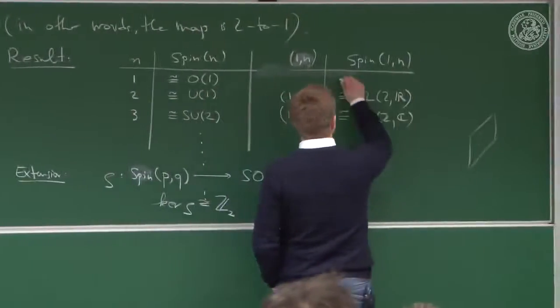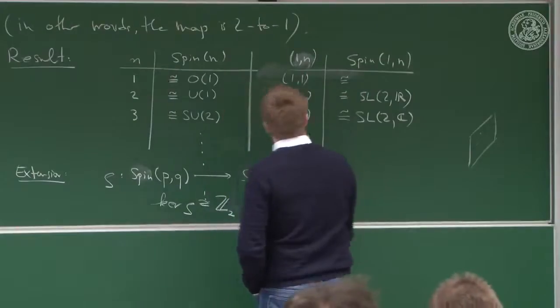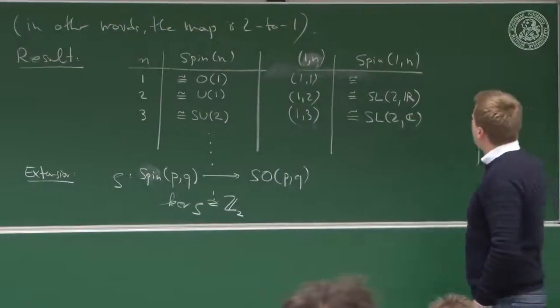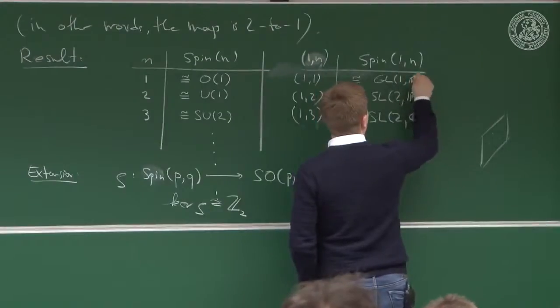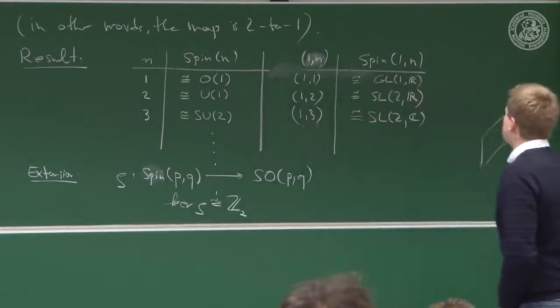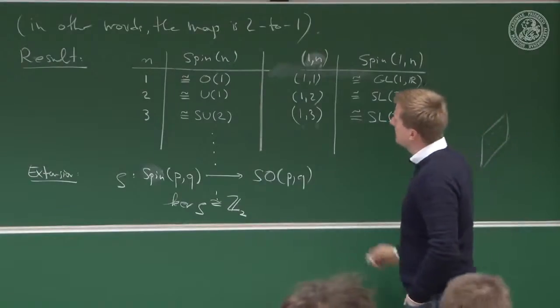And I think the spinors in 1,1, so in 1+1 dimensional space-time, I think it's GL(1,R). But this one I'm not so sure about. I think it's true.